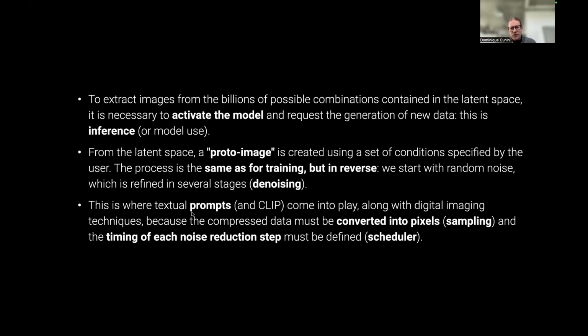And this is where, of course, prompts, so CLIP, come into play. You're going to take your text. It's going to be projected into a third space that will be used to, we could say, question the latent space of the diffusion model. And from this, the data are going to be reorganized and generate an image at the end. So we have to convert all these data into pixels. This is called sampling. And you can also use different algorithms for the timing of each noise reduction step, which is called scheduling.